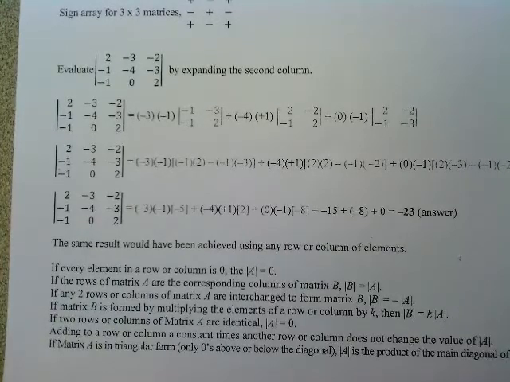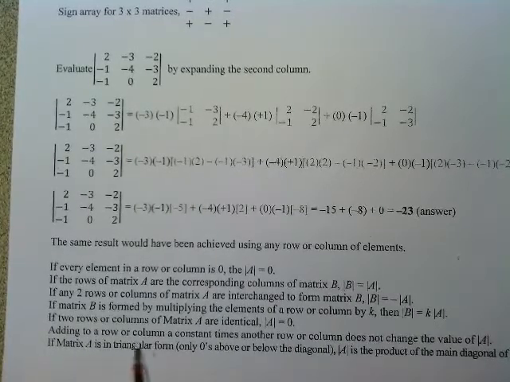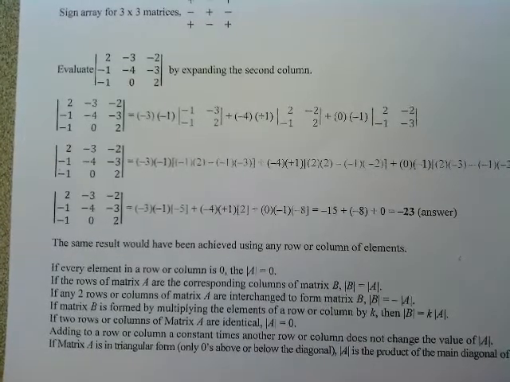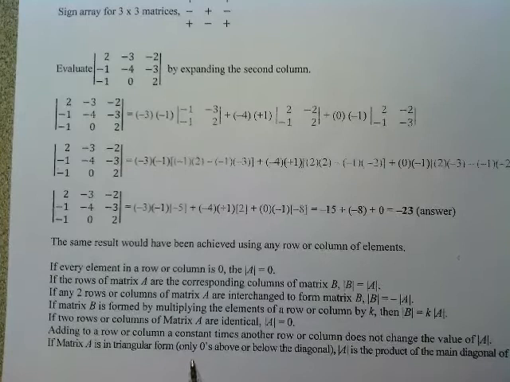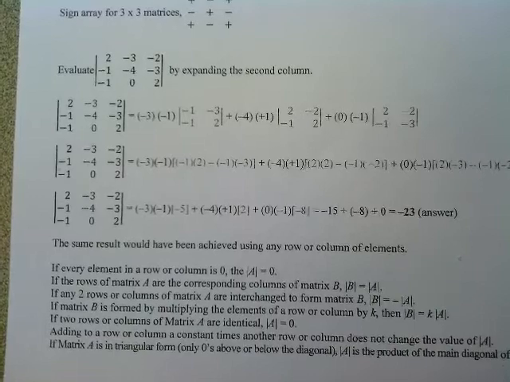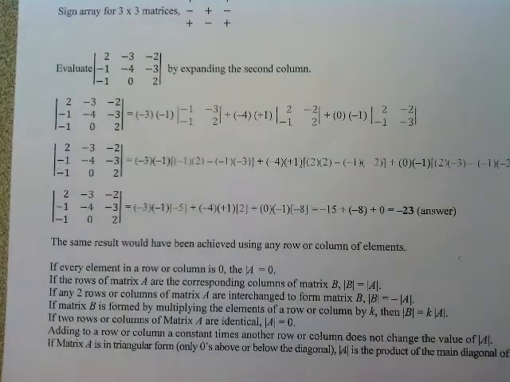If two rows or columns of matrix A are identical, then the determinant equals 0, because of course if you think back to what we were doing last time, if you subtracted one from the other, you would get a row of zeros, and therefore the whole thing would be 0. Adding to a row or column a constant times another row or column does not change the value of the determinant A, and if matrix A is in triangular form, which means only zeros above or below the diagonal, then the determinant of A is simply the product of the main diagonal. So those are some rules for doing determinants.